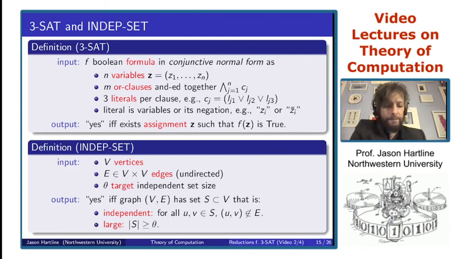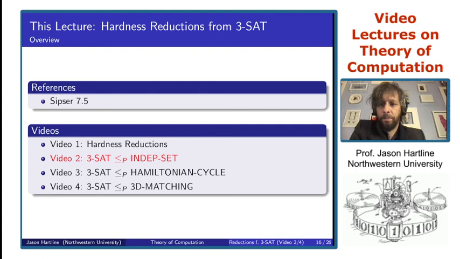Great. So that concludes the second video lecture, reducing 3-SAT to independent set. If we believe that 3-SAT is hard, then now we believe that independent set is hard. In the next lecture, we will reduce from 3-SAT to Hamiltonian cycle.